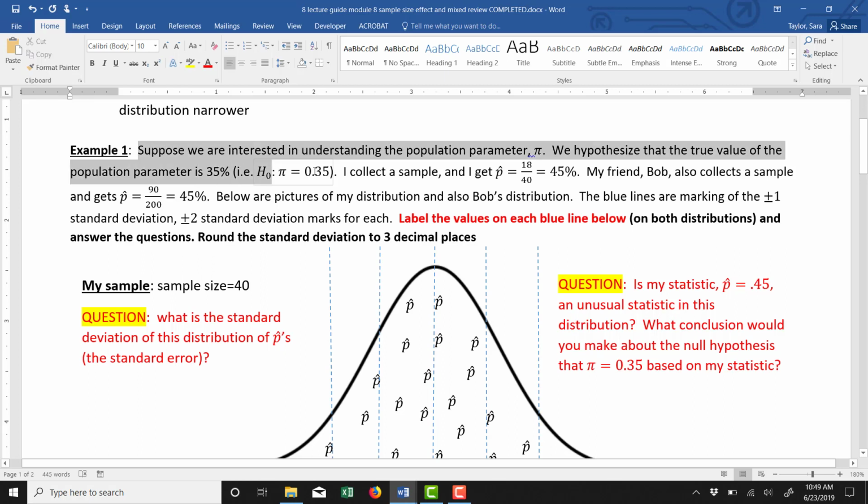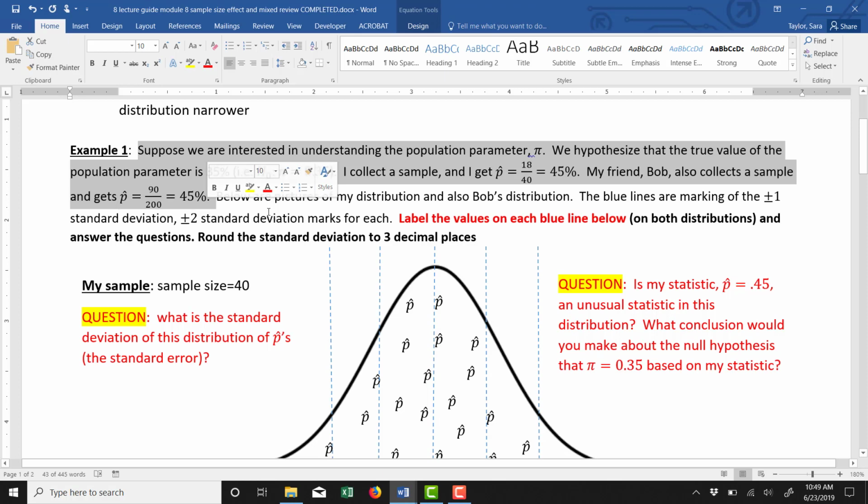Suppose we're interested in understanding a population parameter pi. We hypothesize that the true value of pi is 35%. So the null hypothesis is that pi is 0.35. I collect a sample. My sample statistic is p hat equals 18 out of 40, so 45% success. My friend Bob also collects a sample, and Bob gets a sample statistic of p hat equals 90 out of 200, which is also 45%.